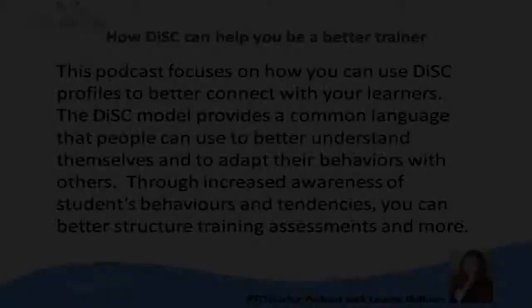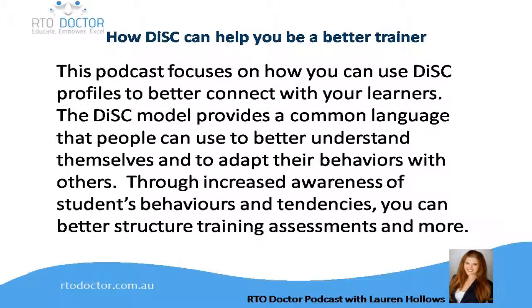So let's get started. Today, as we said, we were talking about how DISC can help you to become a better trainer. And for those of you that don't know what DISC is, basically what we're going to be looking at with this podcast is a 4-quadrant system which focuses on behavioral profiles to help you understand and better adapt to people's behaviors, and through increased awareness of students and other people's behaviors and tendencies, you can better structure training and assessment materials and more.